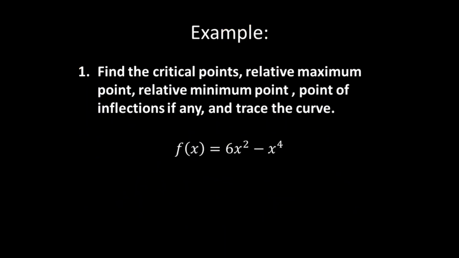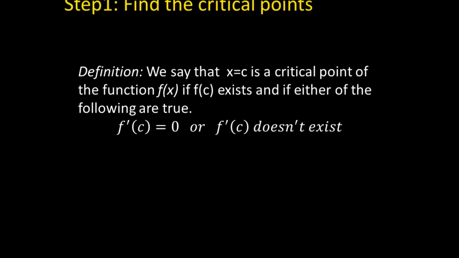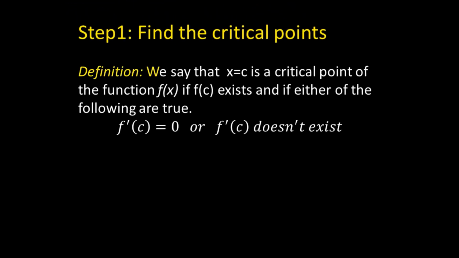Example. For step 1, from the definition, we say that x equal to c is a critical point of the function f of x if f of c exists and if either of the following are true: f prime of c is equal to 0, or f prime of c doesn't exist.